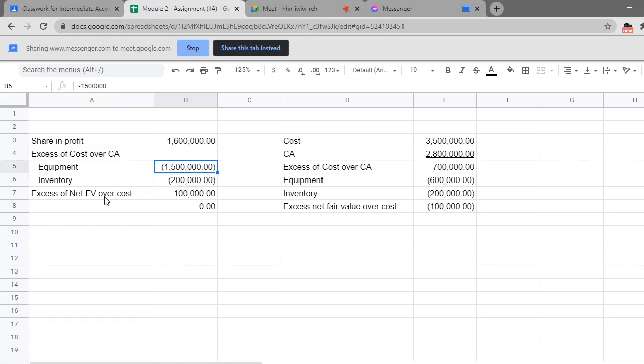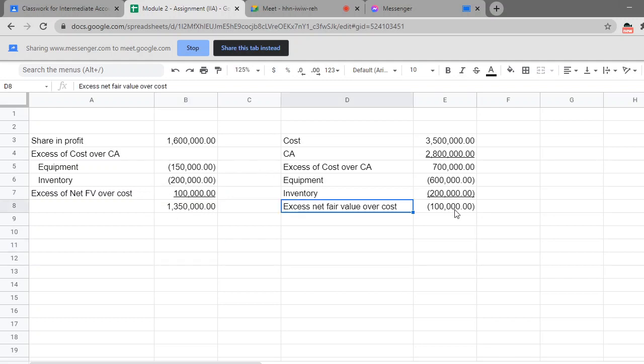$1.6, this is 1,500 times 0.4 divided by 4. Ayan. We have 1.65 net investment income. Minus 150 minus 2, minus 2. Okay. Ito yung debit, share in profit. Ito yung credit. At ito yung another debit. So, a total of 1.35 million.